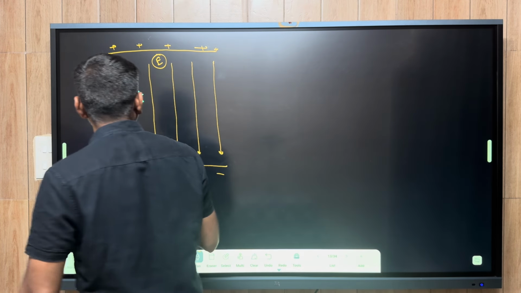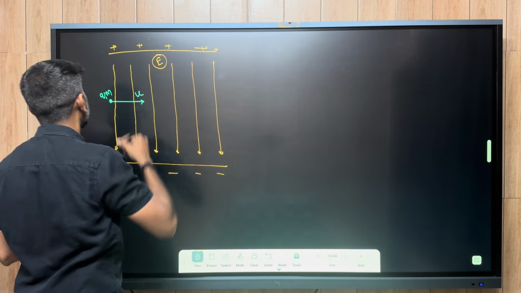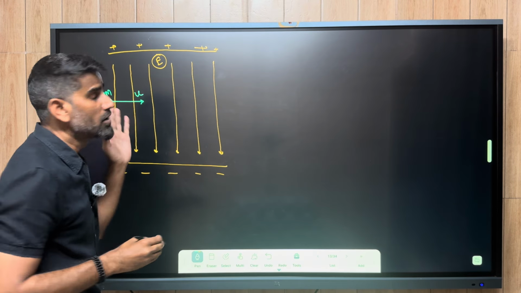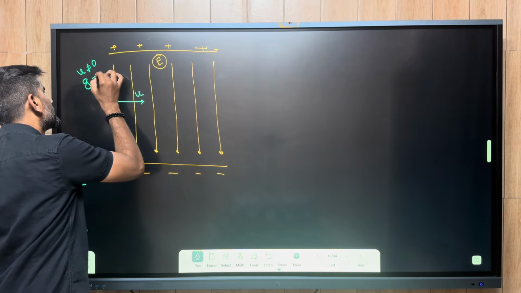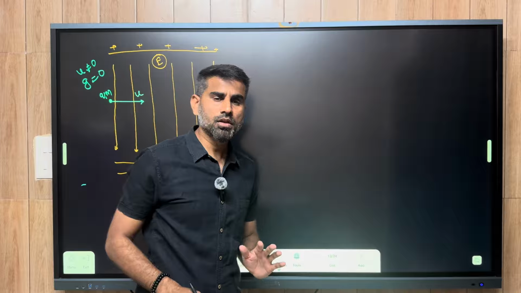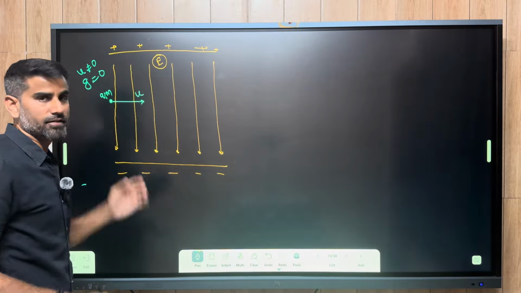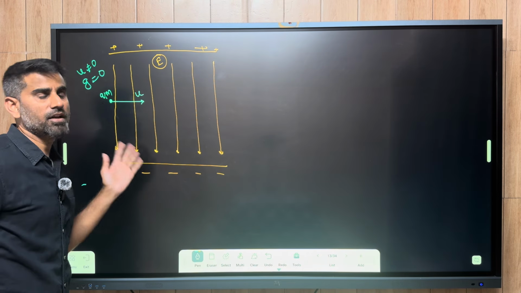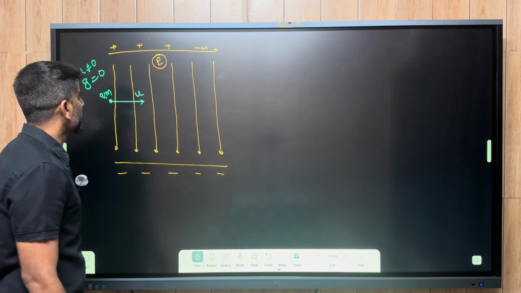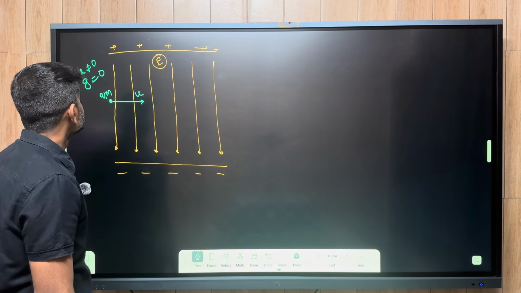Now the initial velocity is not equal to 0 in our case, but gravity is absent. I'm taking this case. Next time I am going to add the gravity as well. Let us consider this case first, let us learn this case and then we move on to the gravity case. Okay, now what happens?